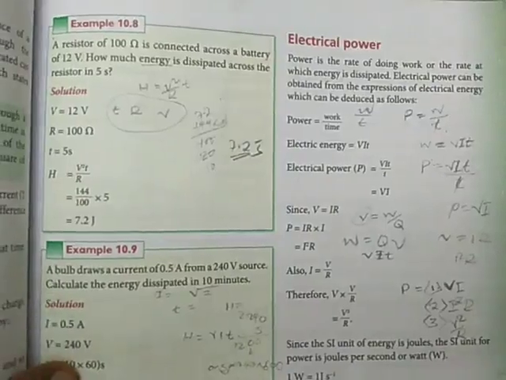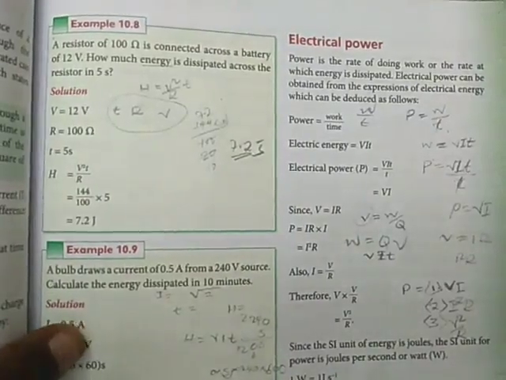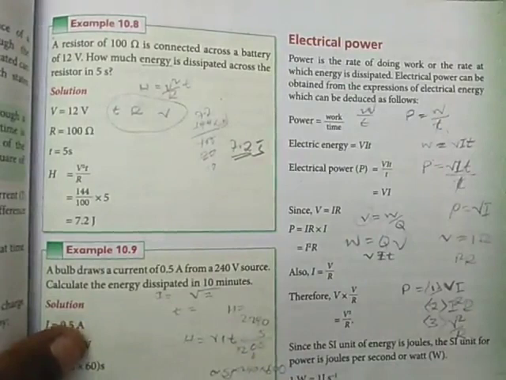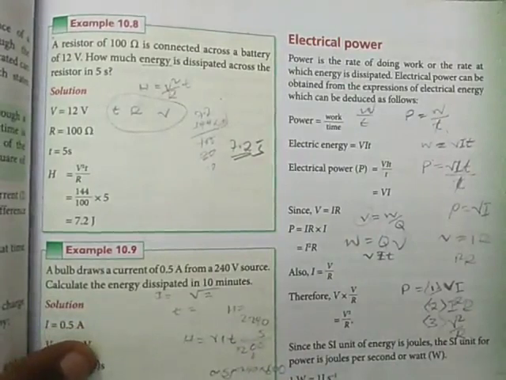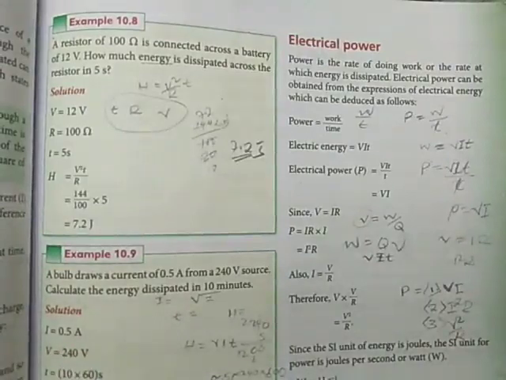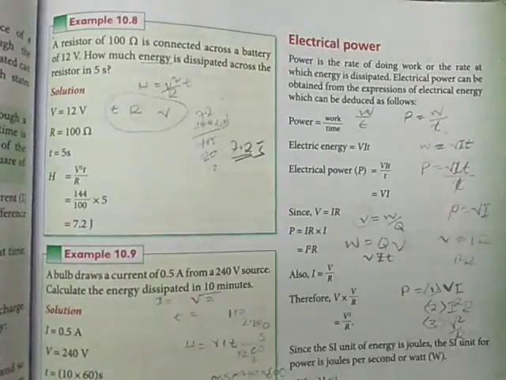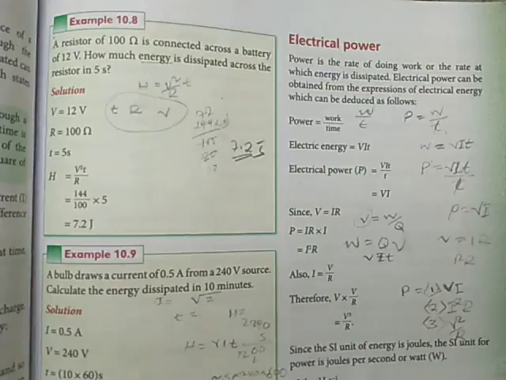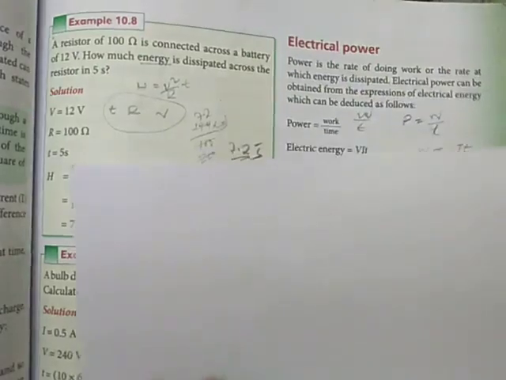Now in this session we discuss electrical power. Power, tunafahamu, ni the rate of doing work, or the rate at which energy is dissipated. Kwa hiyo usipate shida na electrical power. Electrical power ni just ile tuliyo calculate kwenye heat tukidivide by time.